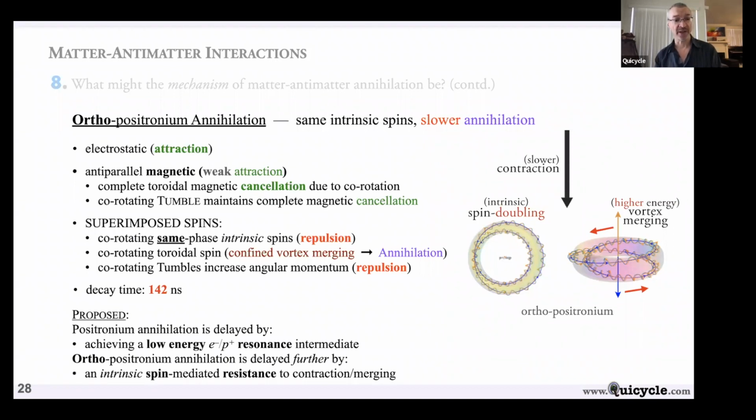So we are proposing here that positronium forms in the first place only because it's able to achieve this lower energy resonance temporarily, and that orthopositronium will delay its contraction and annihilation due to the repulsion of this intrinsic spin interaction.